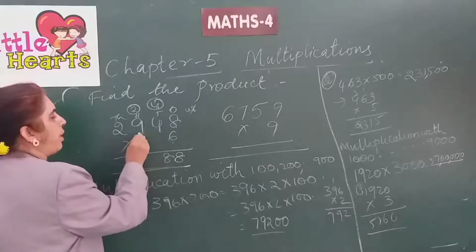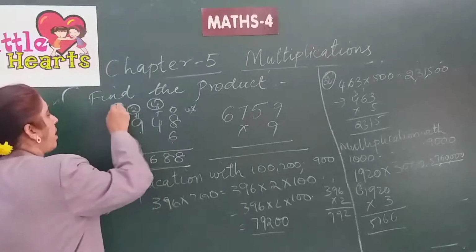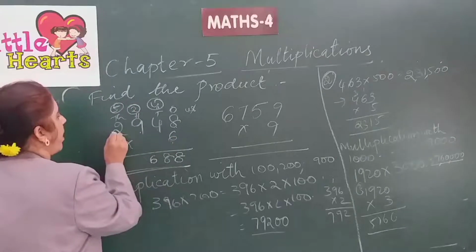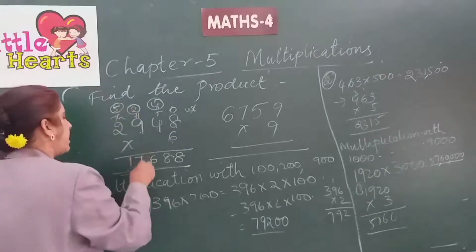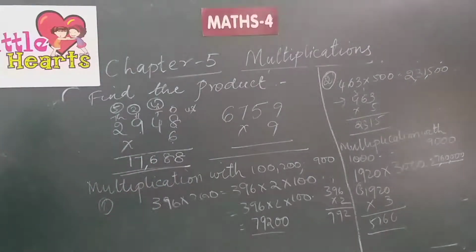6 9s are 54 plus 2, 56. 5 to the thousands. 6 2s are 12 plus 5, 17. The answer is 17,688.